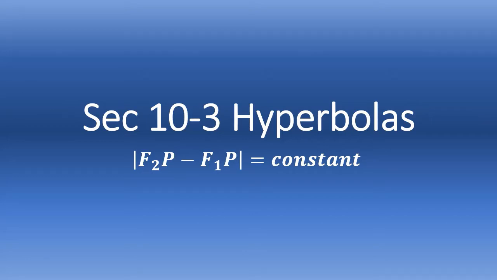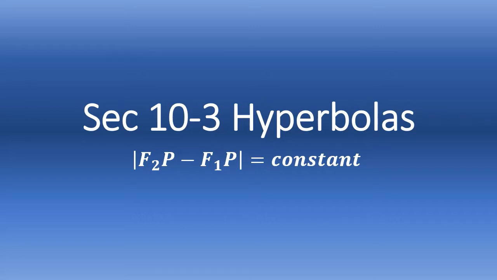So if you remember in an ellipse, for any point on the ellipse, the distance from that point to one focus plus the distance from that point to the other focus was a constant. For hyperbolas, you can see from the formula here that it's the difference in those distances that is constant.